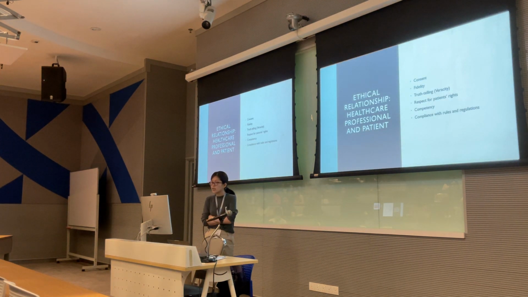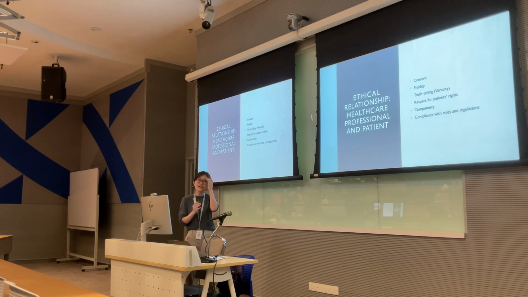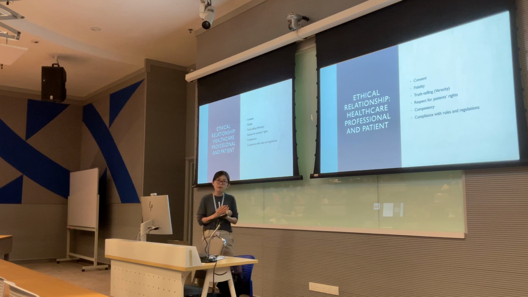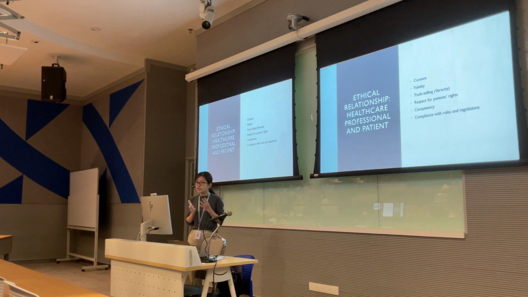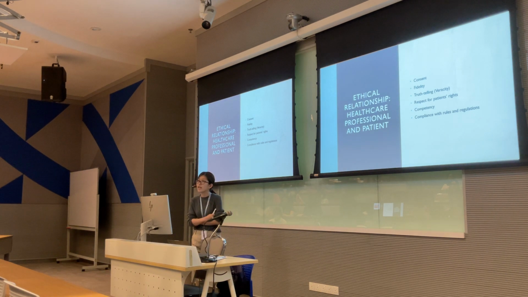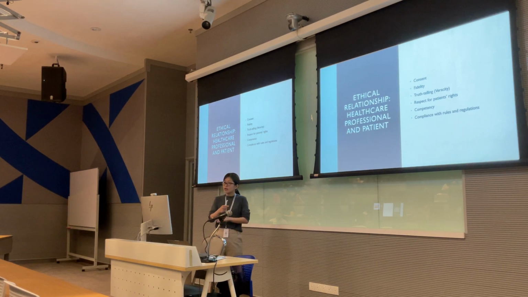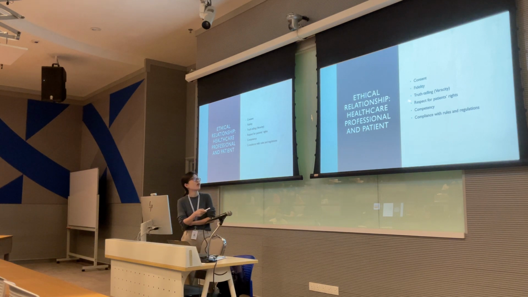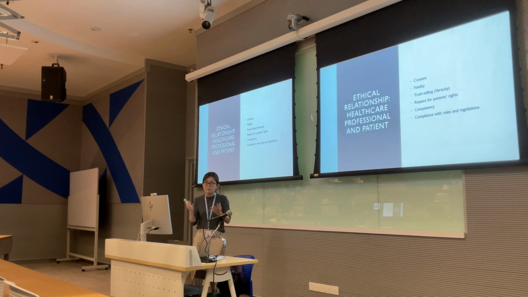So there are several different concepts. Last time we already learned the four main principles in ethics. In the relationship between the healthcare professional and the patient, for example between the doctor and the patient, several other important principles are involved, four to six of them. The first one is consent. The first principle is agreement. You need to make sure that the patient agrees with what you are doing, all the therapy or the surgical options provided to him or her.